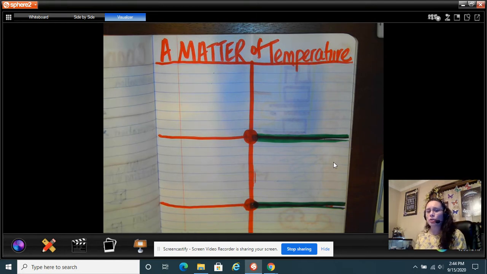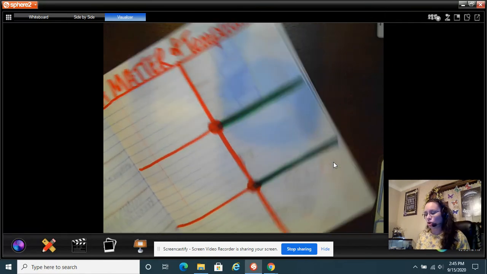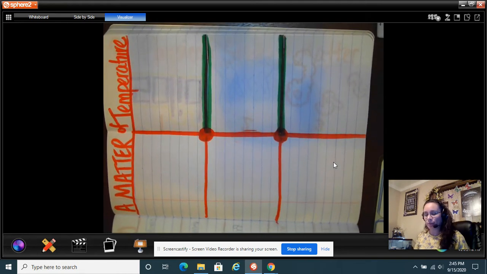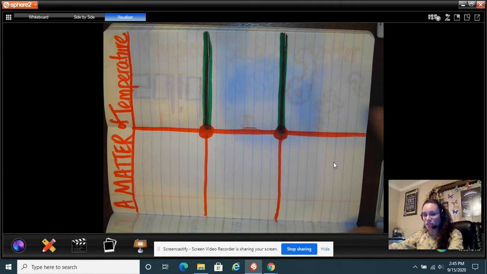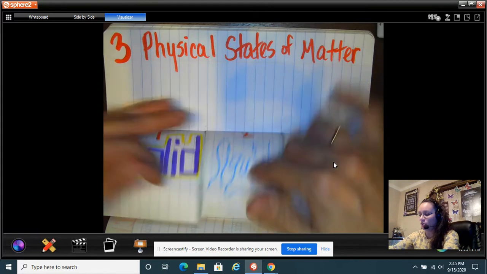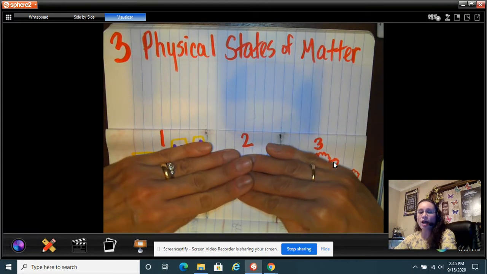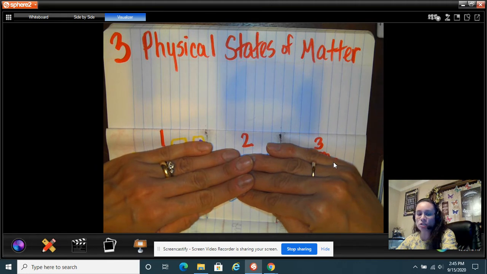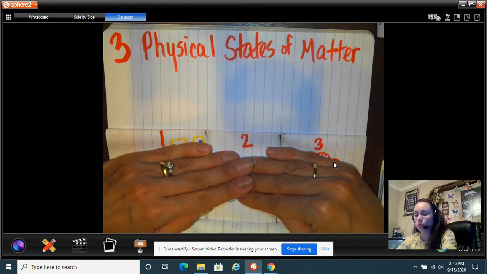So what I'm going to do is I'm going to turn my journal so it is laying down, or we can call that landscape. That means it's wider. Okay, I'm seeing it more like a wide screen. Okay, so if I pull the doors down, if I fold them down, I see a title at the top. Yeah, it's on the other page. Okay, 3 physical states of matter. And you see the number 1, 2, 3. So you have 3 physical states of matter.